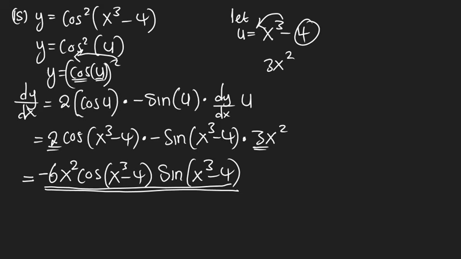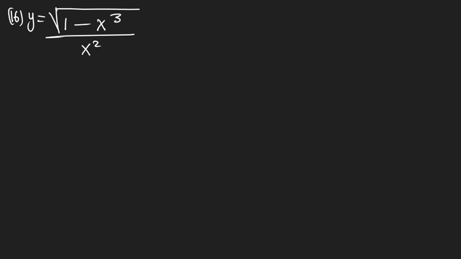Let's see if we have another interesting question where we can use our chain rule. Let's do question 16. So we have y is equal to the root of 1 minus x to the 3 all over x to the power 2. How do you find dy dx of this?